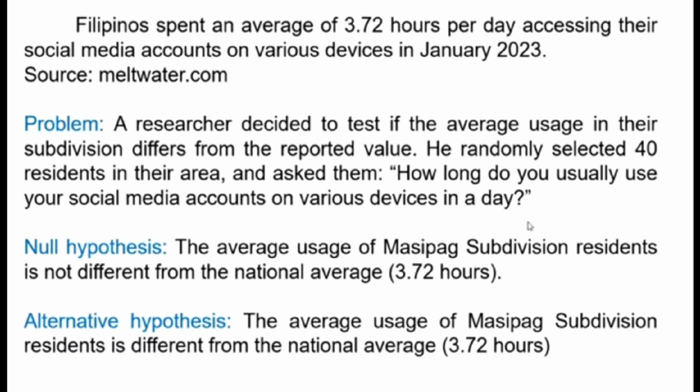The null hypothesis: the average usage of Masipag subdivision residents is not different from the national average of 3.72 hours. The alternative hypothesis: the average usage of Masipag subdivision residents is different from the national average of 3.72 hours.